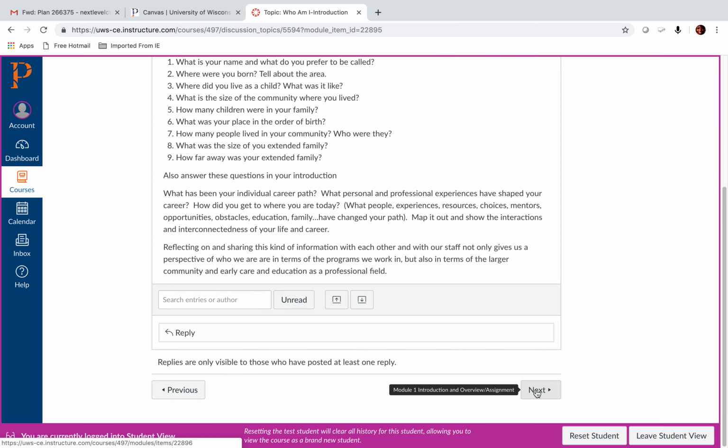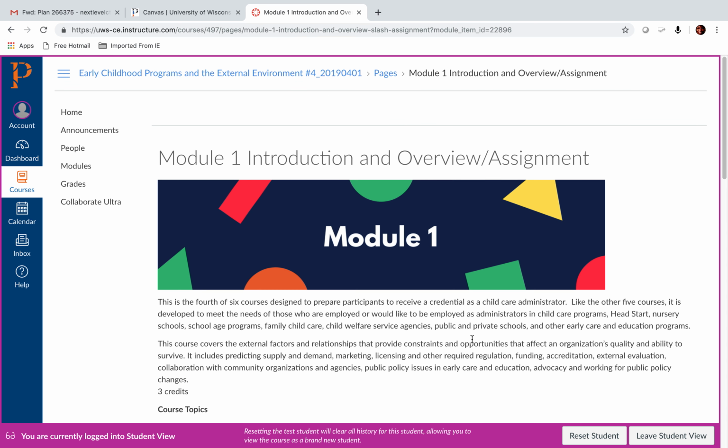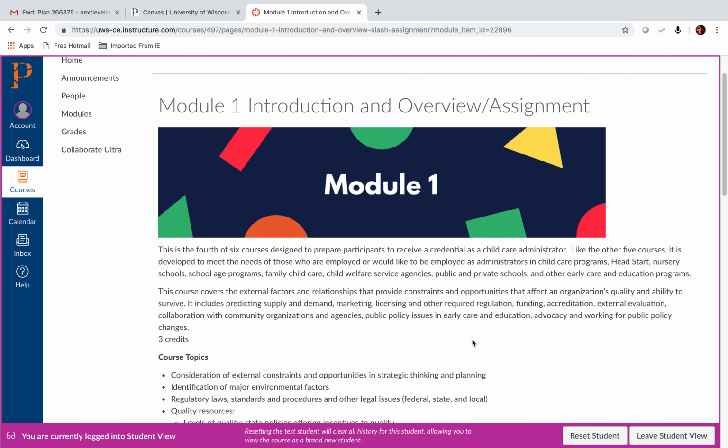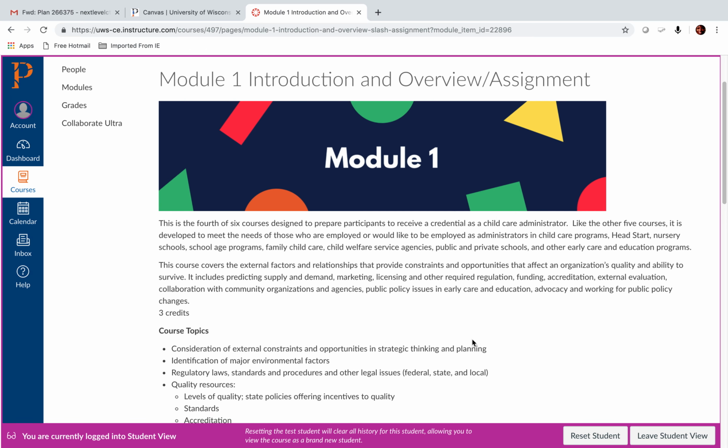Now you look down here, you can see we have the next and the previous. So you can look at the previous module, and this one tells you you can look at the module 1 introduction and overview assignment. So with this one, this is the introduction and overview assignment.